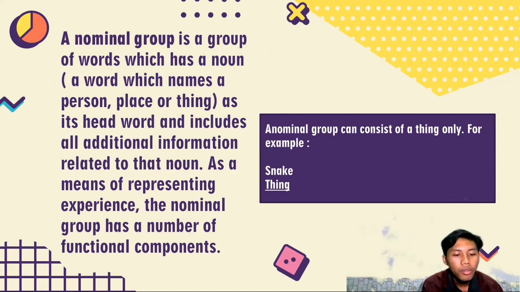So a nominal group is a group of words which has a noun, a word which names a person, place, or maybe a thing, and includes all additional information related to that noun. As a means of representing experience, the nominal group has a number of functional components. This is an example of a nominal group that consists of a thing, like snake. So the snake in here is a thing.